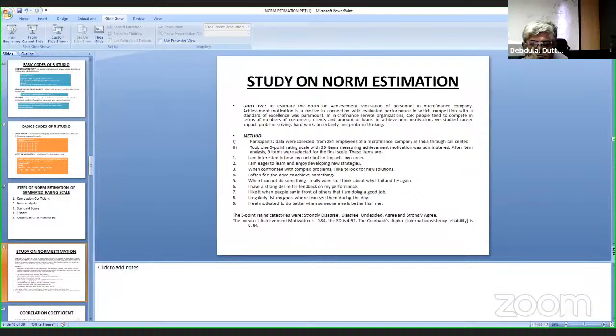Now we'll start with the correlation coefficient, which Sir will explain how to do in R for norm estimation. Before starting, these are the steps of norm estimation of a summated rating scale. First, we have to find the correlation coefficient. Then we move on to item analysis, then standard score or Z score, then T score, and then classification of individuals. I now hand over to Sir to start the presentation.